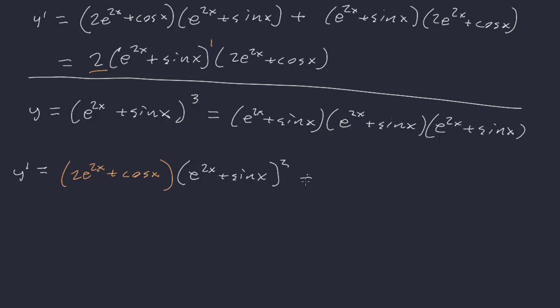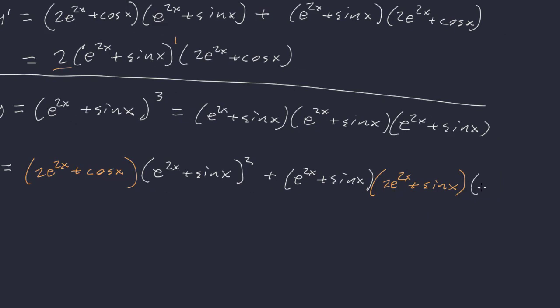Okay, then it will be plus. All right, we leave the first guy alone, but now we take the derivative of the second guy, so that will be e to the 2x plus sine x. And then the third guy we leave alone. I am writing it like this in this case just because we are differentiating the middle piece. And then for the third piece, we leave the first two alone.